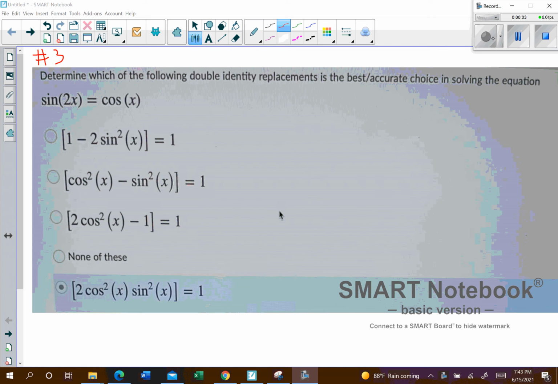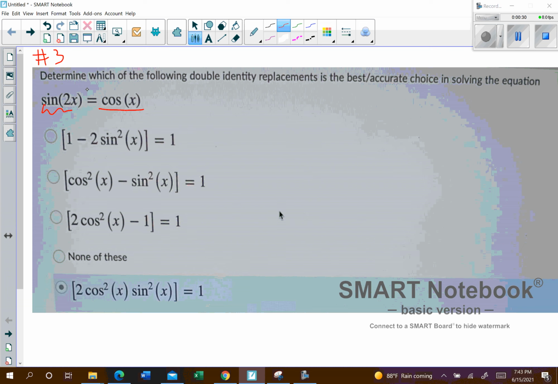Okay, so this first one is question number 3 from the homework, and it's asking us to determine which double identity replacement is the best, most accurate choice in solving the equation. And really, you could try a couple different ones and they'll work, but the easiest one is the one that matches up with what the other side has there.